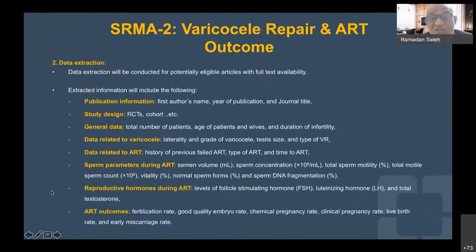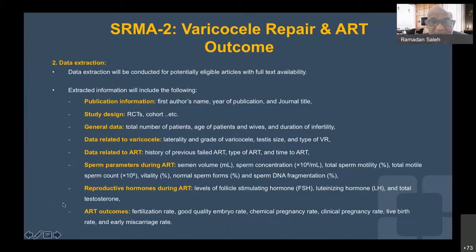Please pay attention to this slide, because it includes the important information that will be retrieved in our second systematic review and meta-analysis. And of course, there is publication information. The study design is very important because it is needed in subsequent analysis. The general data, like the number of patients, the age of patients and wives, and duration of infertility, are important confounders. The data related to varicocele will be collected, including the laterality, the grade of varicocele, the testicular size, and type of varicocele repair.